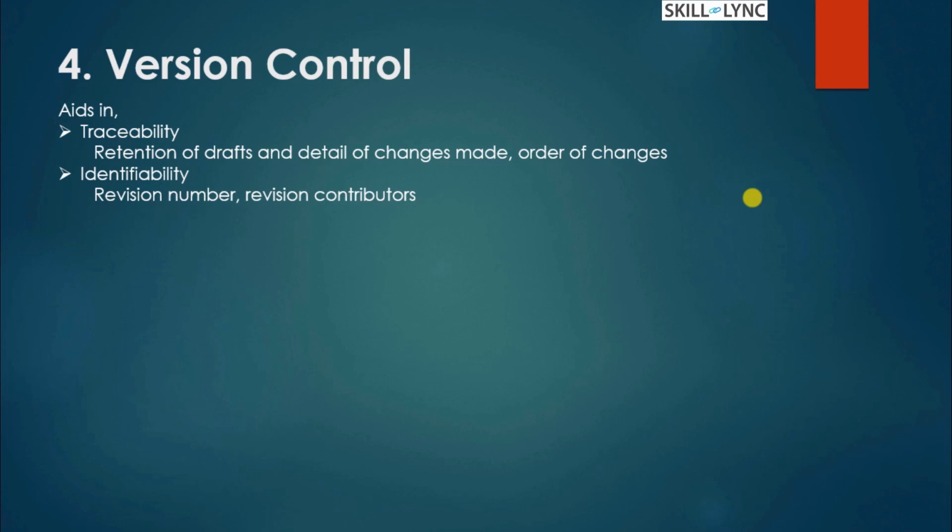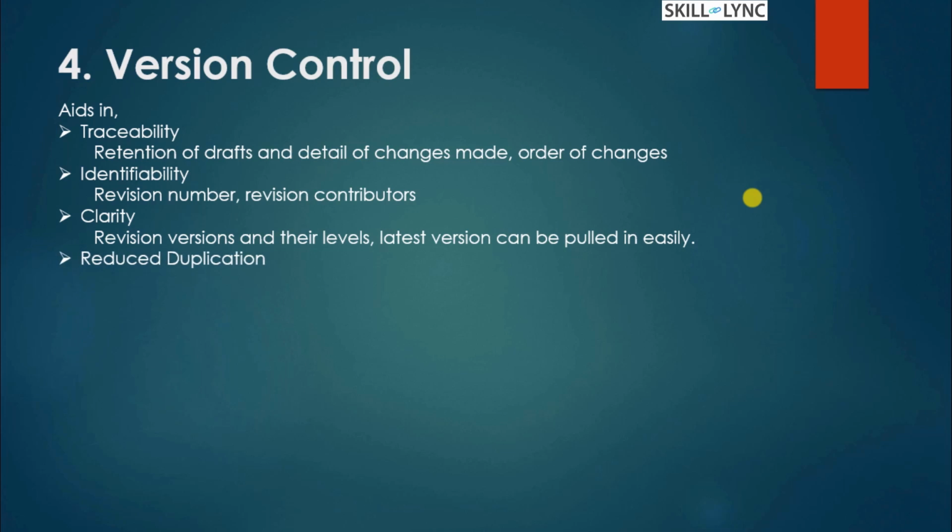Next, we also have identifiability. We can know what the current version is that we are working on and who has done what revision and when. And also we can have clarity to it. That is, not only with the revision numbers, versions and levels, the latest version can be taken and pulled easily, and we can know that this is the current version, this is the previous version, and this is a deleted version, and so on and so forth. So we have clarity of the file version that we work on. Next, it is helpful in reducing the duplication. It means that only the definitive versions that are required are retained and others can be discarded.